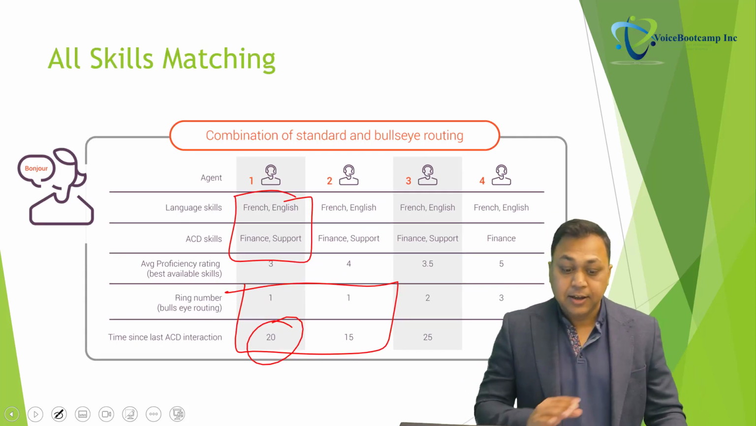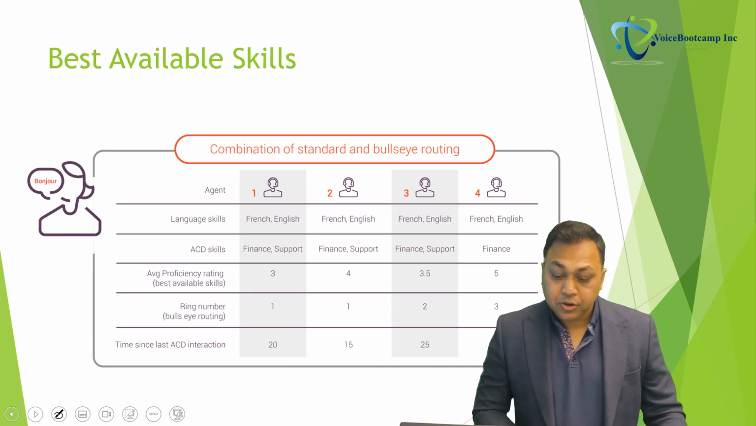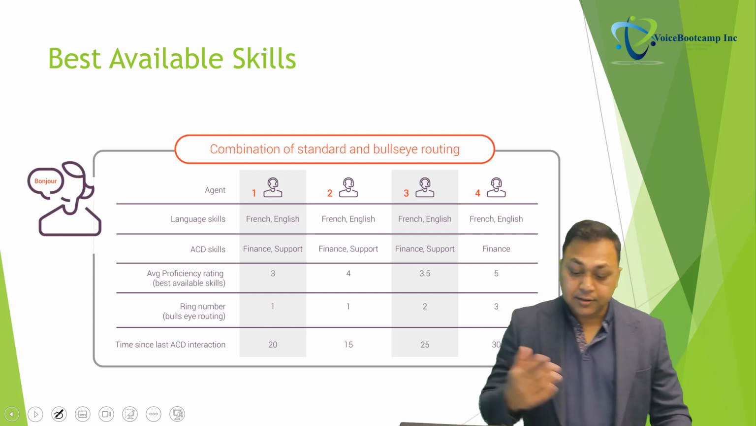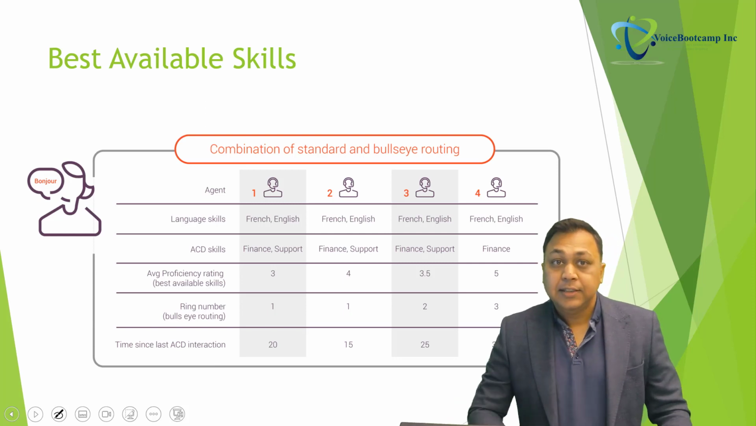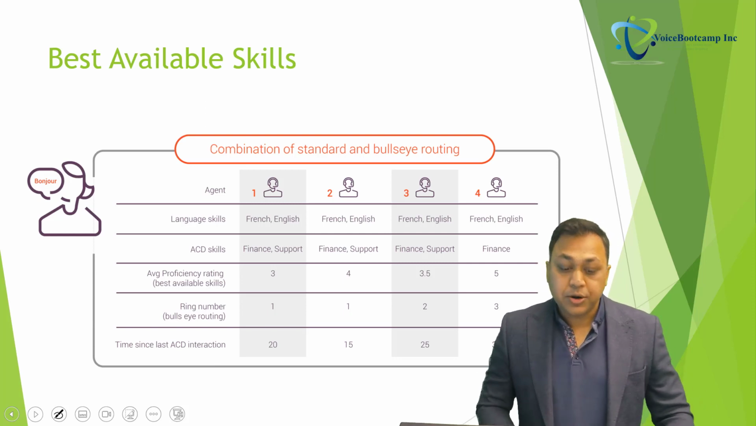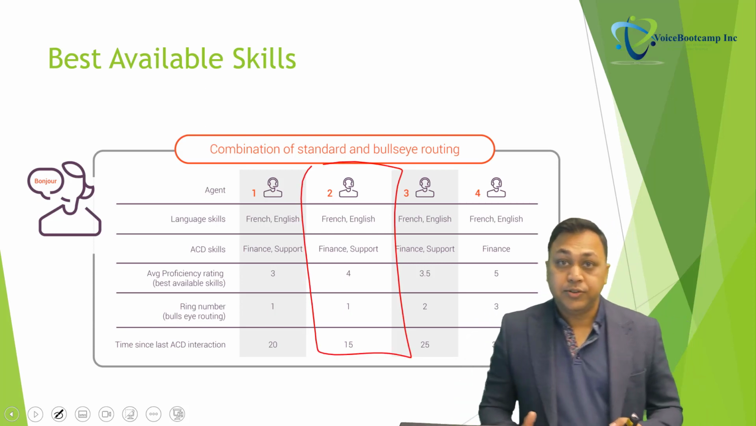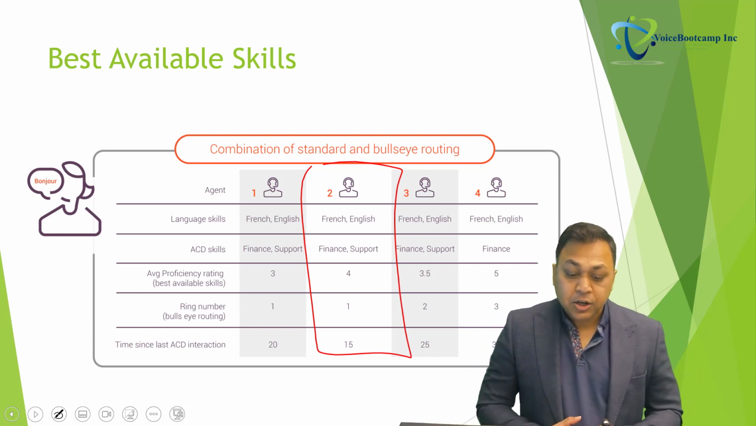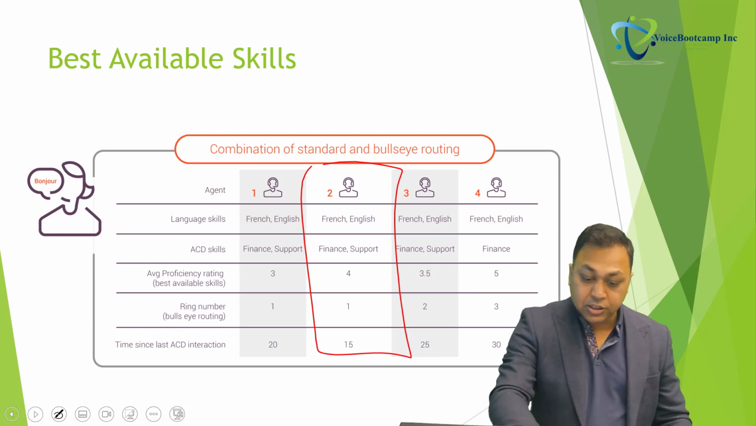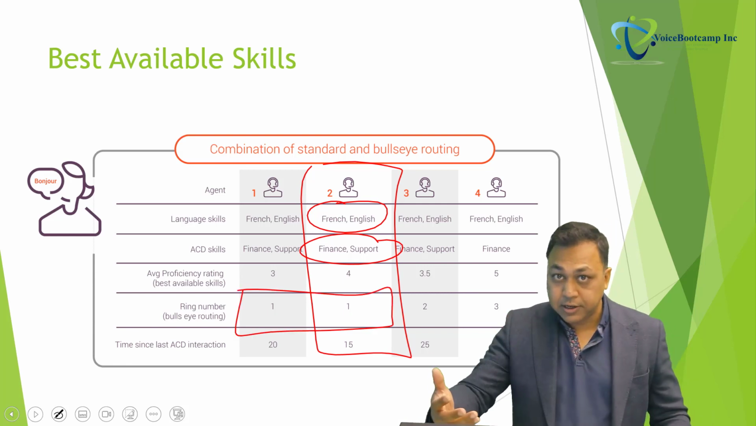Now, the previous scenario was all skills matching, meaning the agent has to match all the skills. This one will be best available skills. If I go by the same metric as last time and choose standard ACD routing, then when a call comes in, it will be routed to agent number 2. So you have to figure out why agent number 2 is selected. First of all, we're looking for the best available skills. That means we look at the agent who has both the language and the ACD skills, and is on ring number 1.